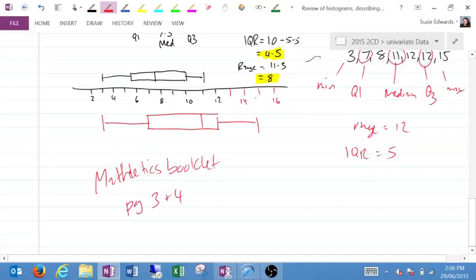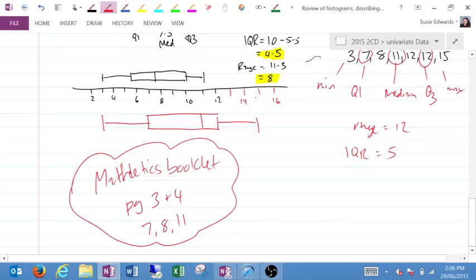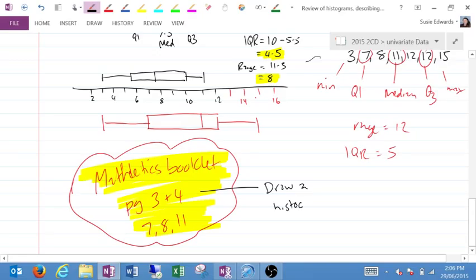And then you should have already done 7, 8, and 11, okay? So that's it, just 3 and 4. But if you haven't done 7, 8, and 11, Quinton, then you might need to do them as well. So I'm just going to write 7, 8, and 11 just in case some people didn't do it. That was your homework from the other night. So for the Mathletics booklet, page 3 and page 4 say some different words. I just want you to draw a histogram for each of them. Don't worry about the polygon, don't worry about anything else, just draw a histogram. Okay?